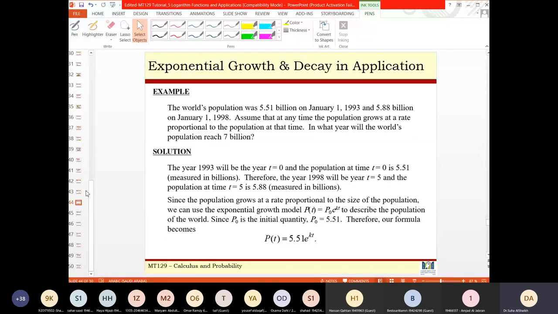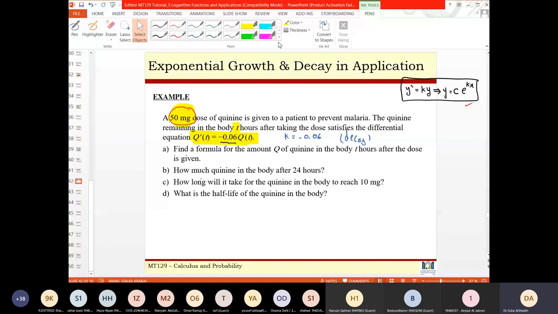Okay, where was I? I'm here. So part D of the question now. What is the half-life of the quinine in the body? What does half-life mean? Half of the life. It means when it became half. It's 25, excellent. It started with 50 milligrams. To be half of this, I want it to be 25 milligrams. So when will it be the half-life?